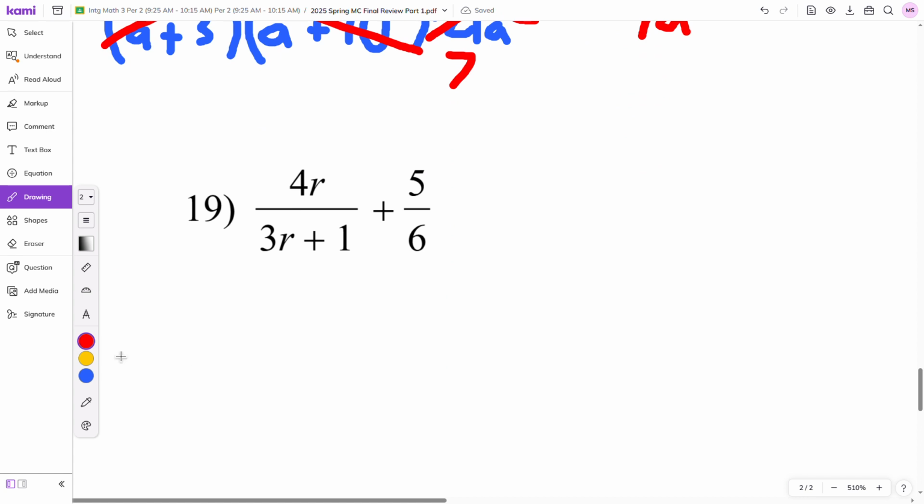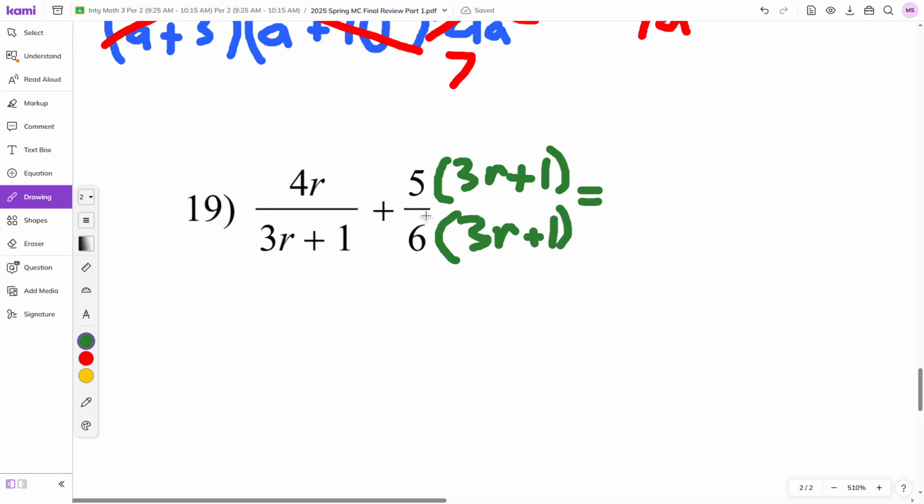All right, here we go. Number 19, you're supposed to add the fractions. Please pause the video and try it yourself. And we're back. And so we're going to multiply by 3r plus 1 over 3r plus 1. And so I'll just put that like that. Oh, and on the left, we're going to have to multiply by 6 over 6. Because if these are going to have the same denominator, they have to have the same denominator.